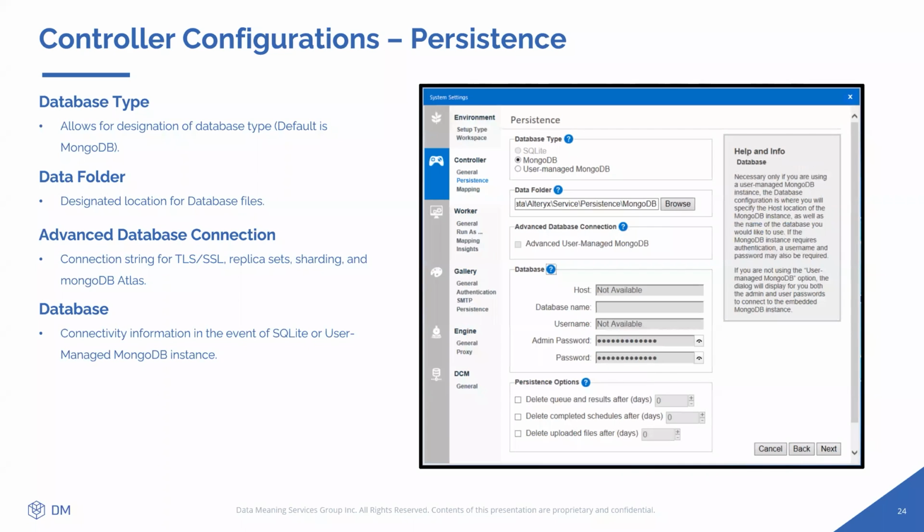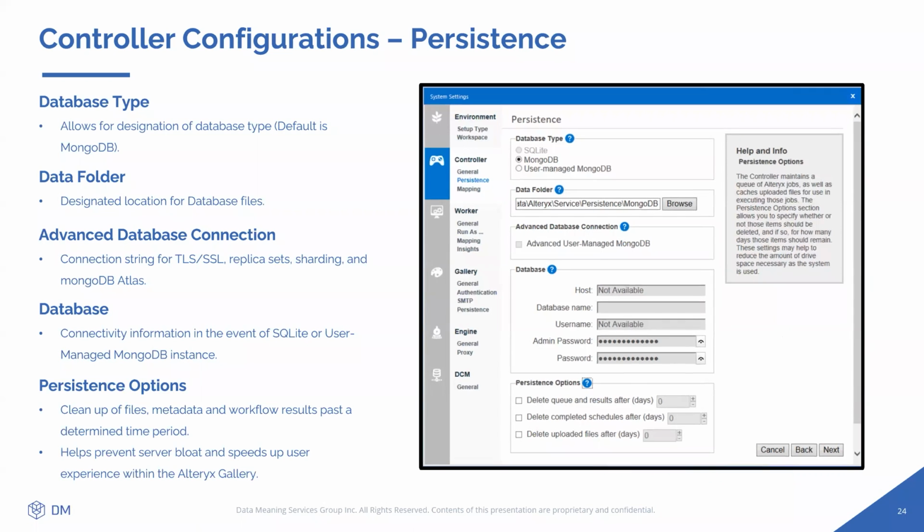Okay, so next, the database will be automatically populated if you're using embedded MongoDB. The admin password is for MongoDB administrators to set up backups and replica sets, and the password is used by all components to communicate with MongoDB and to create the user that connects to the database. So it is important to differentiate these two passwords. Then, if you choose user managed, just specify the required information that you have on your side.